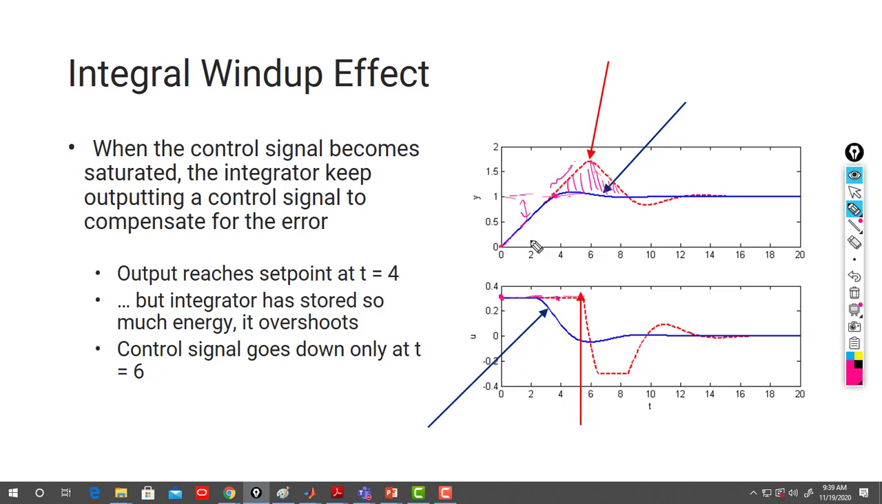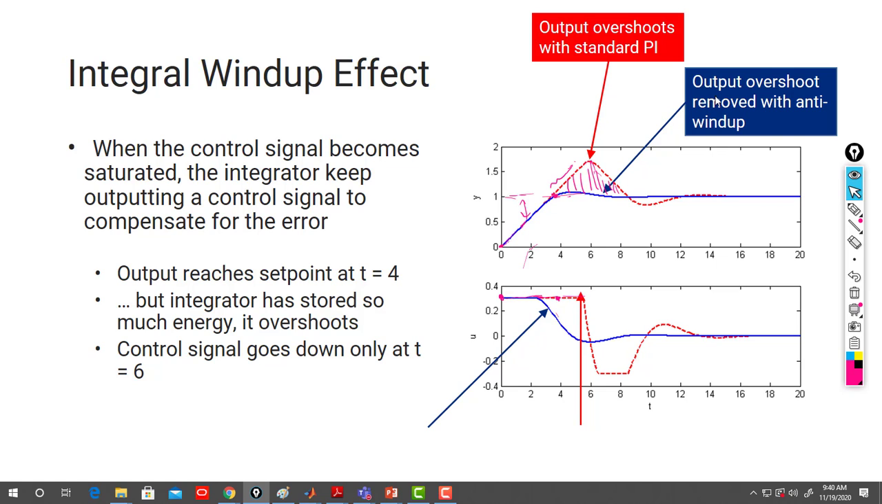To eliminate it, we do anti-wind up. When we do anti-wind up, we keep the saturation, but it becomes less. Here the red curve is the output overshoot with the standard PI controller. You see the output is overshooting, and this is the control signal. But the output overshoot is removed with anti-wind up. We'll learn later on what anti-wind up is, to remove this overshoot.